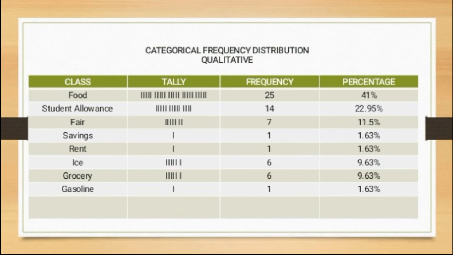The percentage of food is 41%, and the percentage of student allowance is 27.95%. The percentage of fare is 11.5%, and the savings is 1.63%. The percentage of rent is 1.63%, the percentage of ice is 9.63%, the percentage of grocery is 1.63%, and the percentage of gasoline is 1.63%, for a total of 100%.